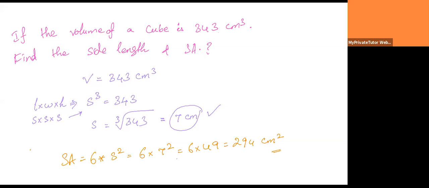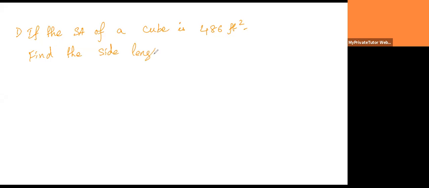I'm not writing the question in the professional way, but I hope you understand. First, they will give the side and ask you to find the surface area and volume. The other way around, they will give the volume and ask you to find the remaining two. In this case, the surface area of a cube is 486 feet squared. Find the side length and volume.